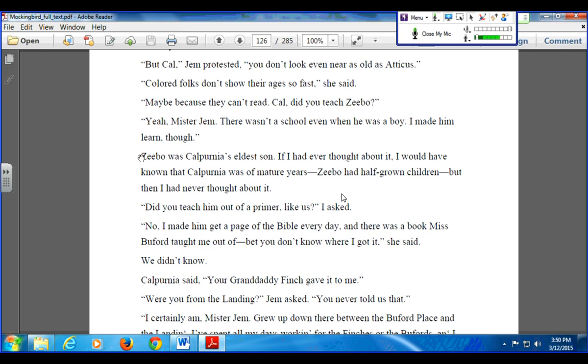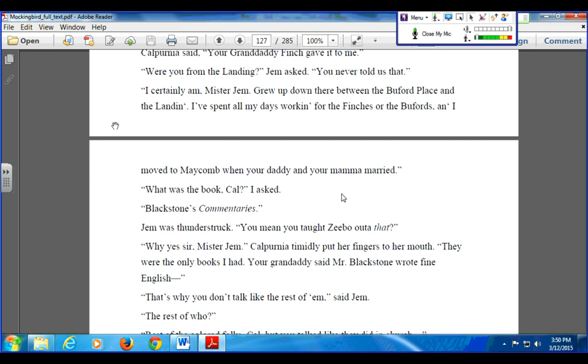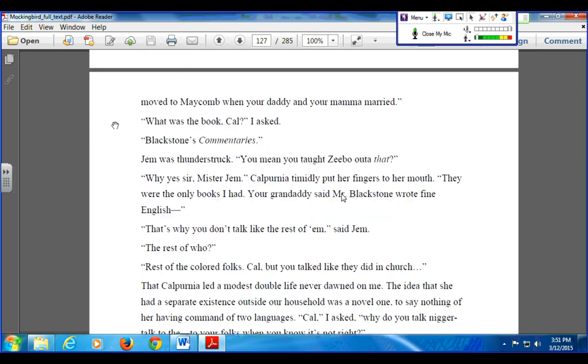Were you from Finch's Landing? asked Jem. You never told us that. Yes sir, Mr. Jem. I grew up down there between Buford Place and the Landing. Spent all my days working with the Finches or Bufords, and I moved to Maycomb when your daddy and mama married. What's the book, Cal? Blackstone's Commentaries. Jem was thunderstruck. You mean you taught Zeebo out of that? Why, yes, Mr. Jem. Calpurnia put a finger to her mouth. They were the only books I had. Your granddaddy and Mr. Blackstone wrote fine English. Is that why you don't talk like the rest of them, Cal? The rest of the colored folks? Look how you talk like they did in church.